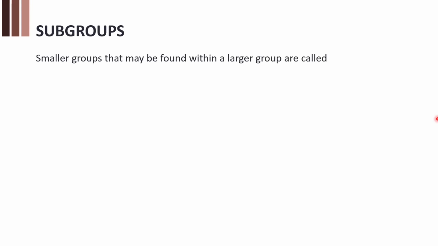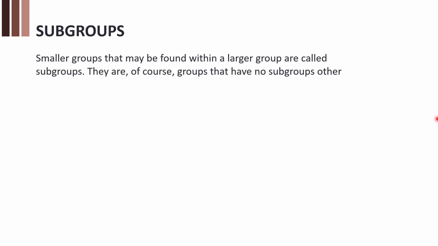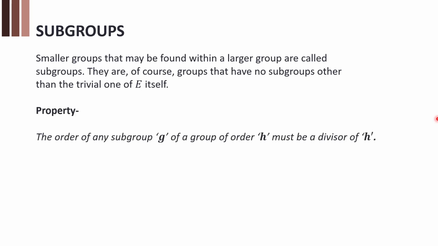We'll move now to another important topic, that is subgroups. Smaller groups that may be found within the larger groups are called subgroups. There are of course groups that have no subgroups other than the trivial one of E itself. And there's a property: the order of any subgroup g of a group of order h must be a divisor of h. So it concludes that h/g is equal to k, where k must be an integer. So this expression restricts the number of possible subgroups within a group.